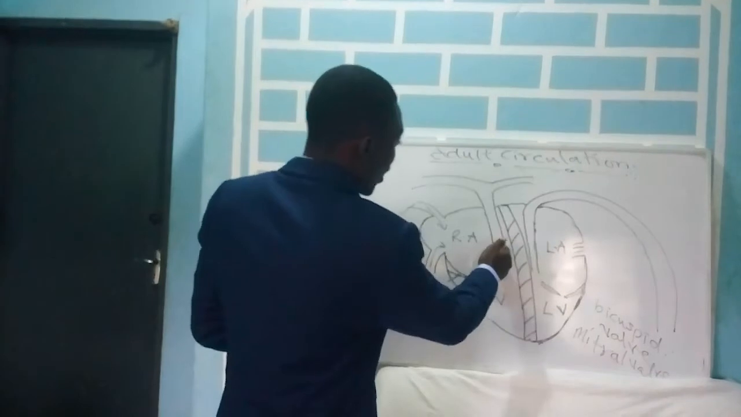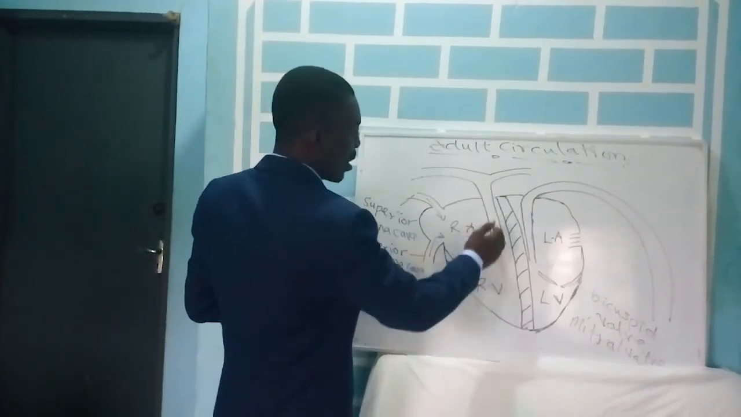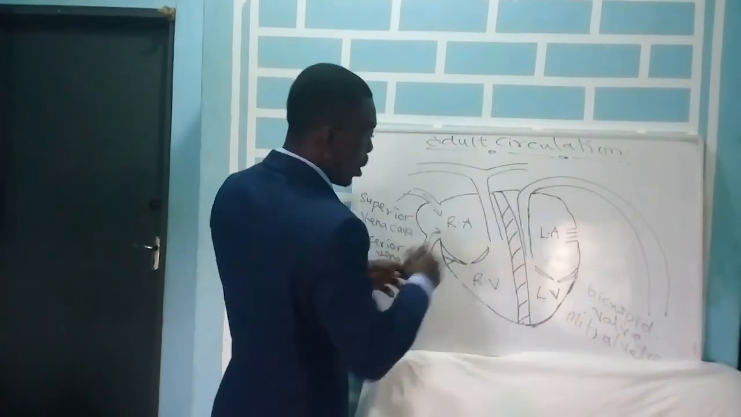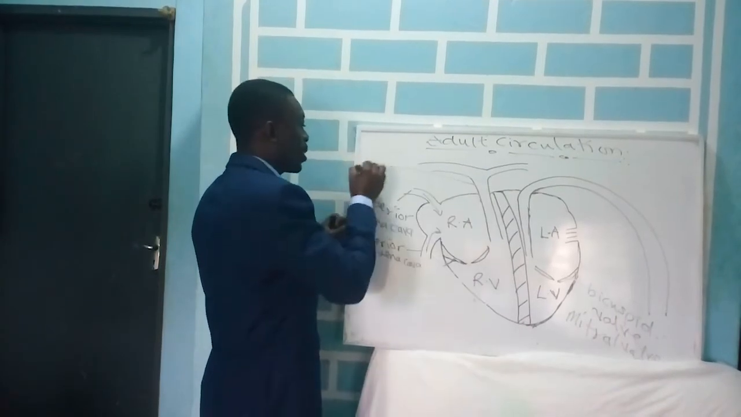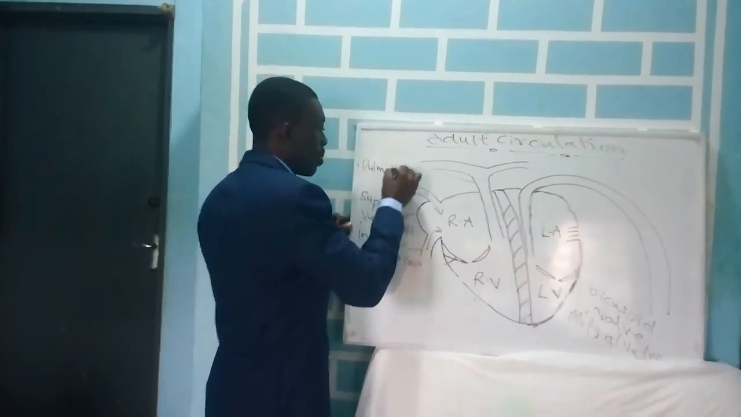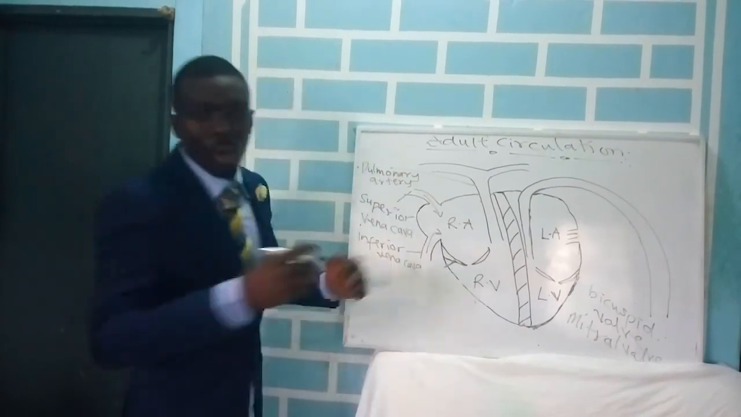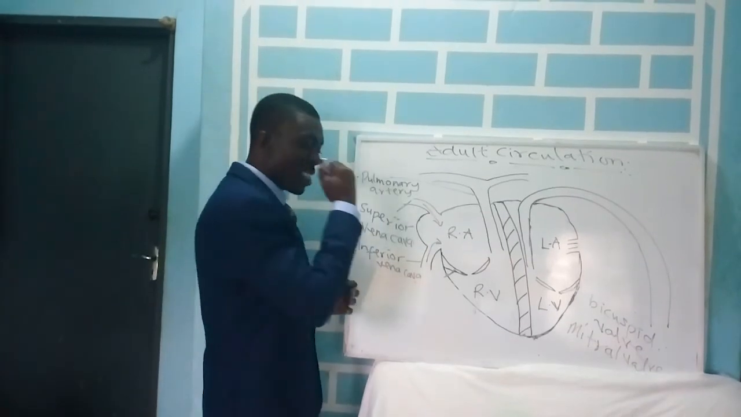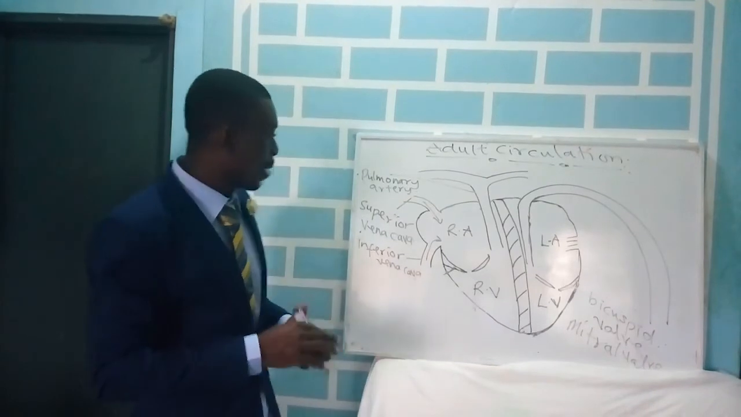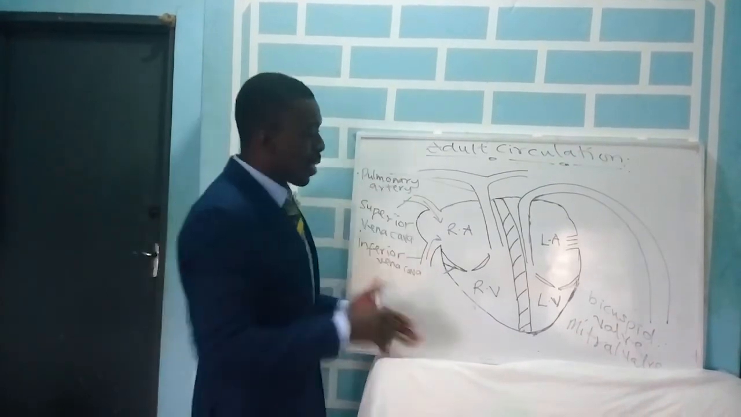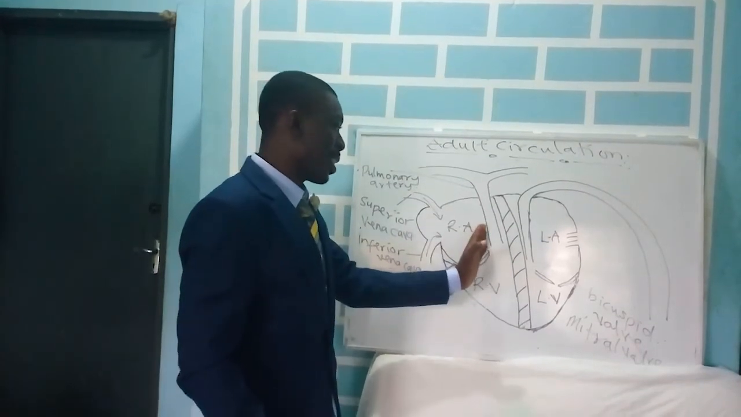Then now let's look at this blood vessel. From the right ventricle, you can see that this blood vessel is here, and it branches into what? Into two. This blood vessel is known as what? The pulmonary artery. All arteries carry oxygenated blood, whilst all veins carry deoxygenated blood. However, the pulmonary artery carries what? Deoxygenated blood, because it is located within the right side of the heart.